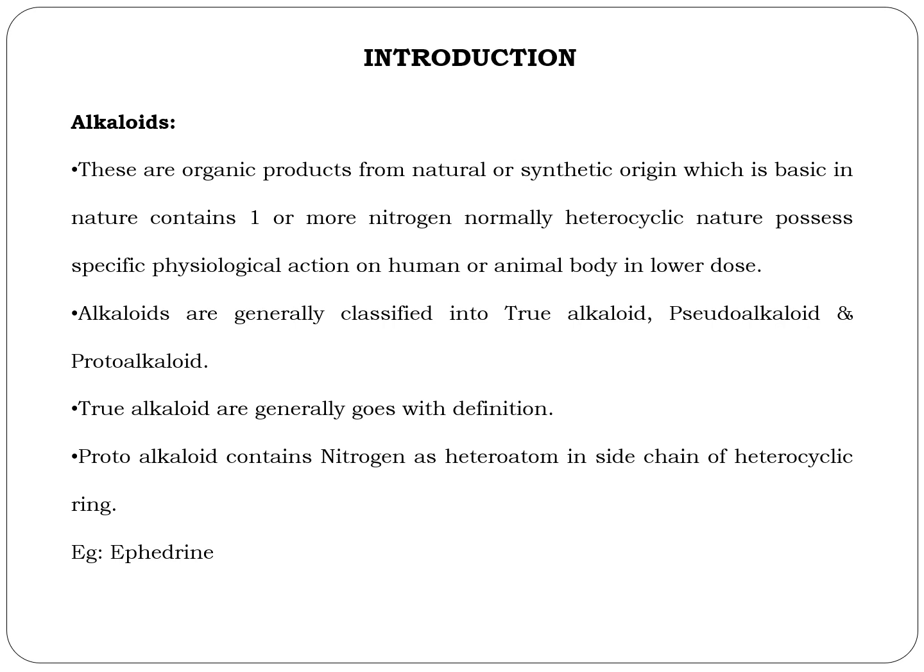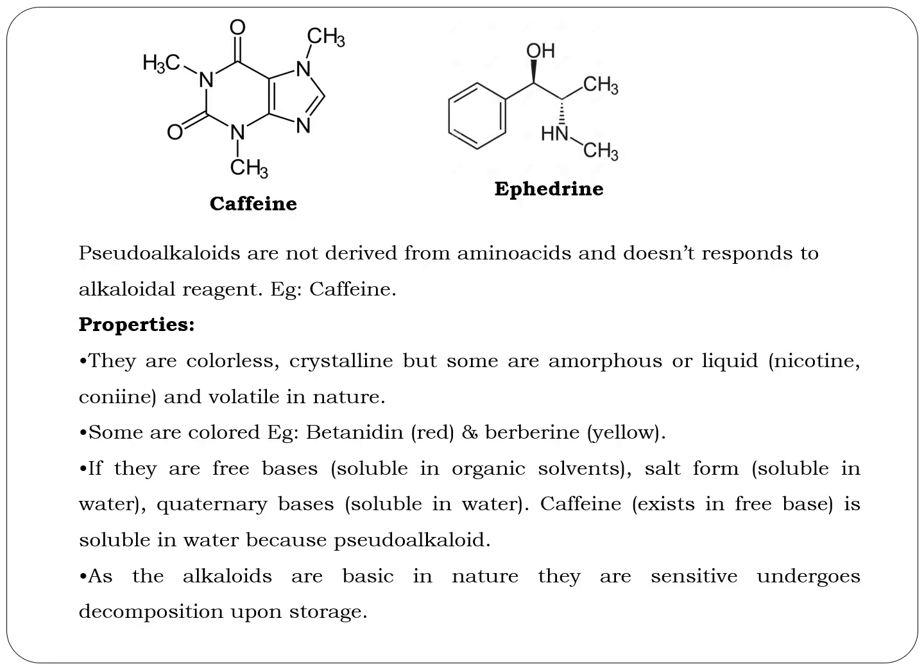Alkaloids are generally classified into true alkaloids, pseudo-alkaloids and proto-alkaloids. True alkaloids generally go with the definition. Proto-alkaloids contain nitrogen as a heteroatom in the side chain of the heterocyclic ring, for example ephedrine. If you see ephedrine here, the nitrogen heteroatom is present in the side chain, whereas caffeine is a pseudo-alkaloid. Even though it has nitrogen as a heteroatom in the basic moiety, it is not derived from amino acid and it doesn't respond to the alkaloidal reagents.